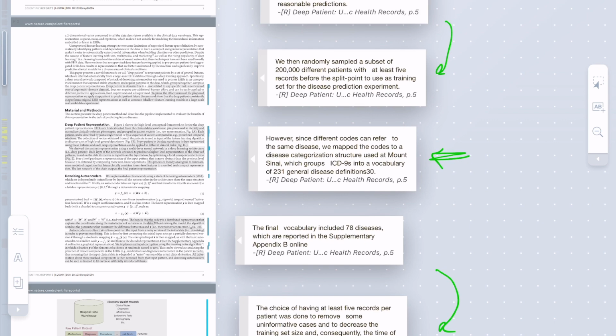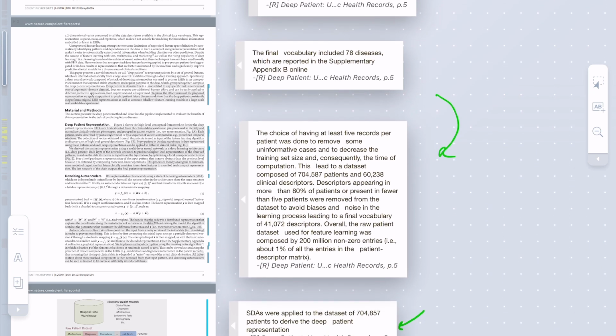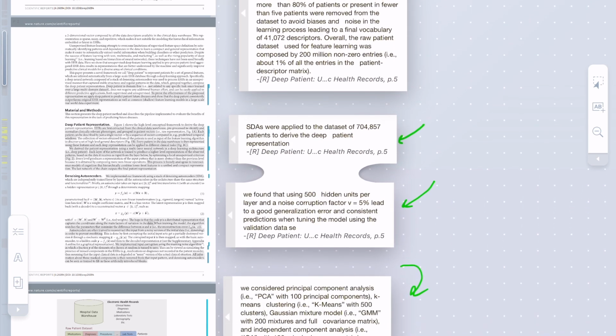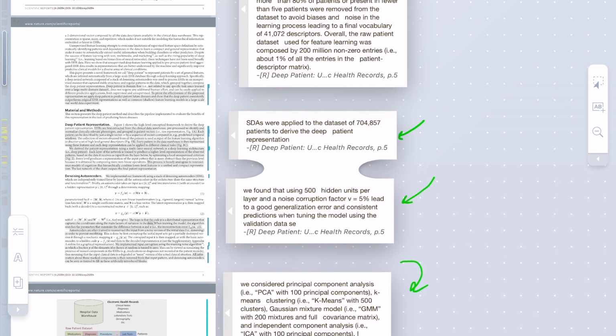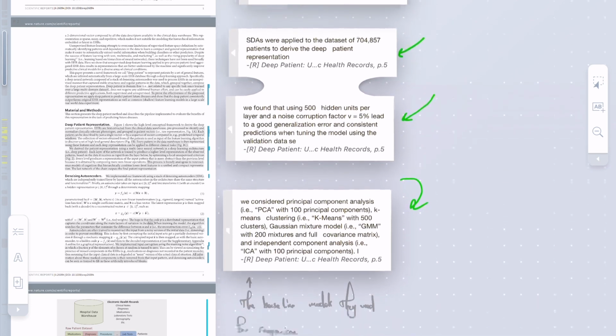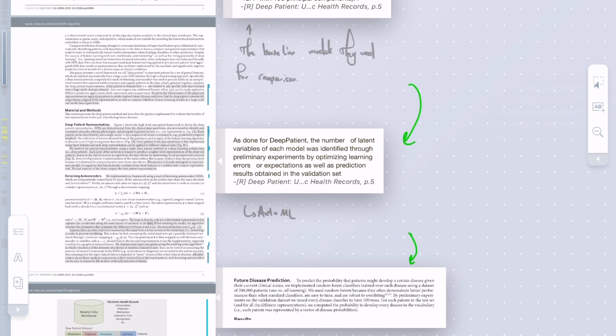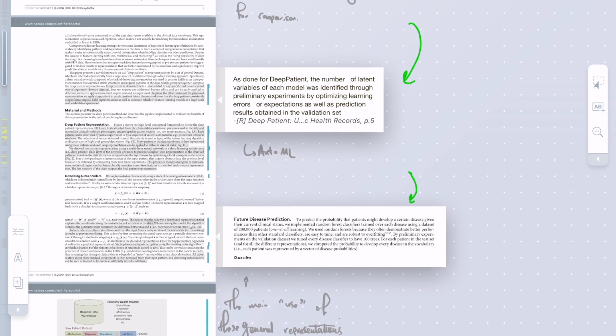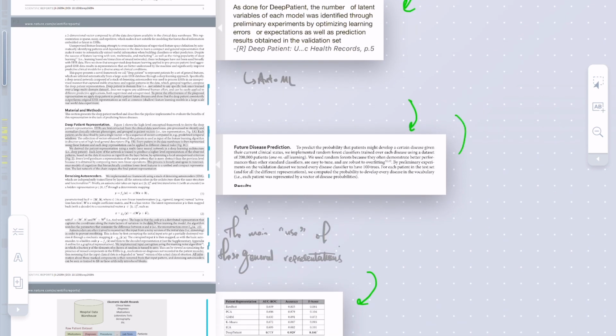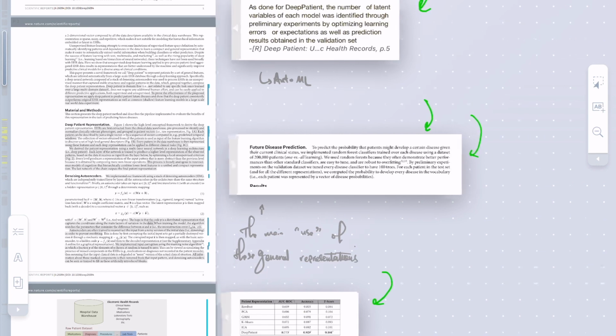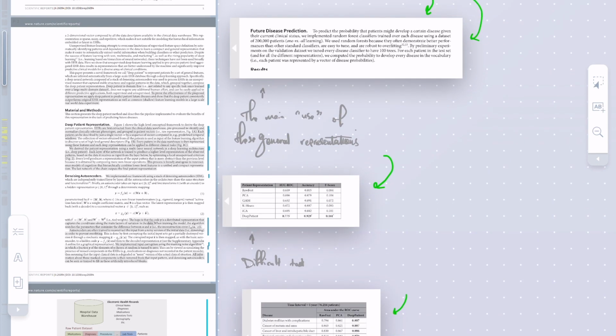These are more specifications regarding the split of the data. They apply the SDAs, 500 hidden units, and 5% of the data will be masked. For the baselines, they compare with PCA, K-means, Gaussian mixture model, and ICA. For the deep patient model, they first do a grid search and then find the good hyperparameter sets. And then for the task to test the learned representations, they use future disease prediction.